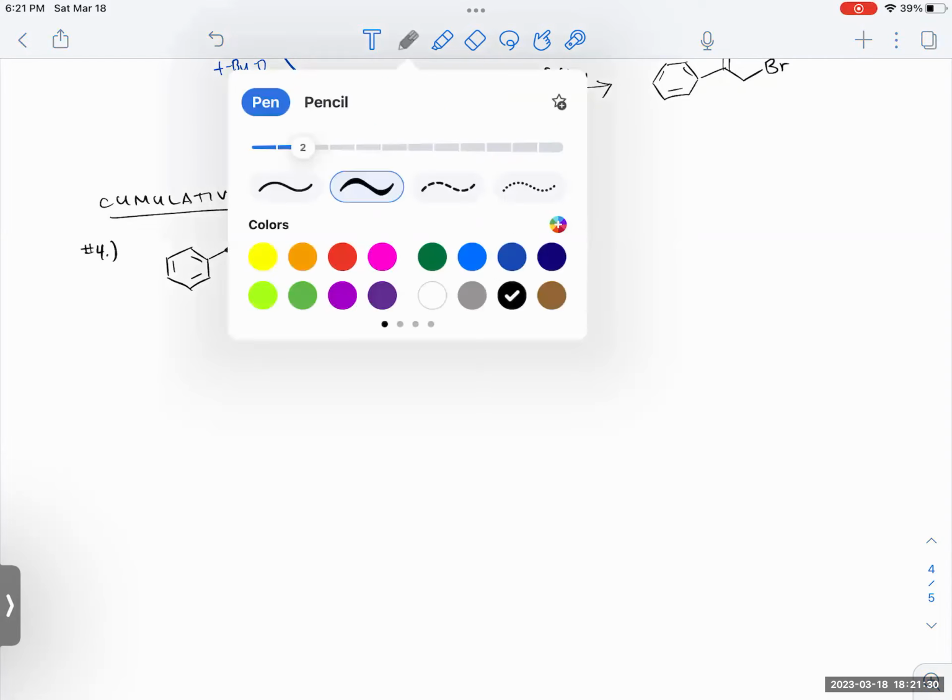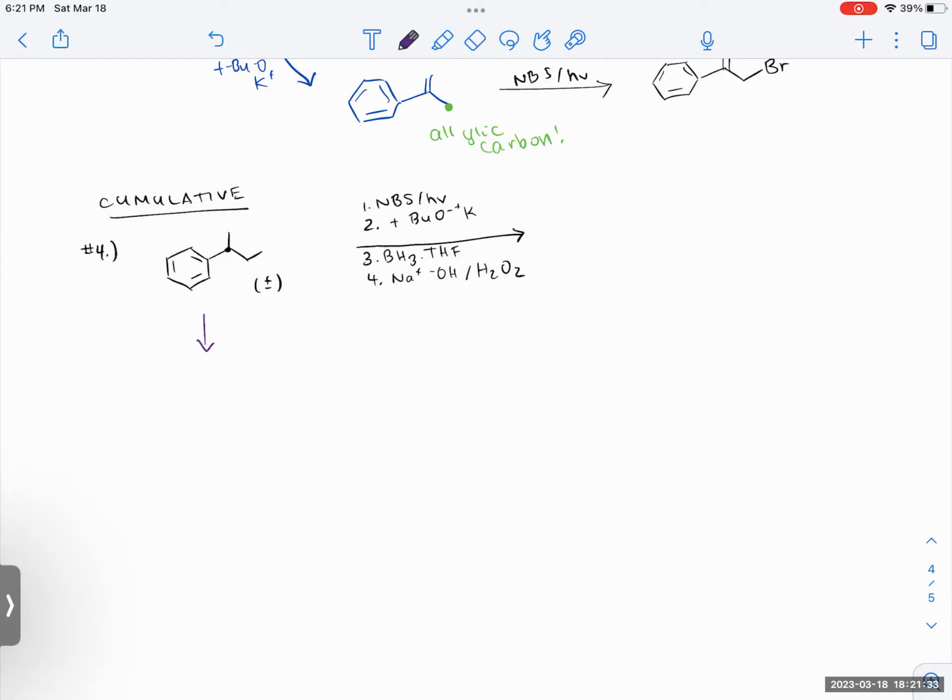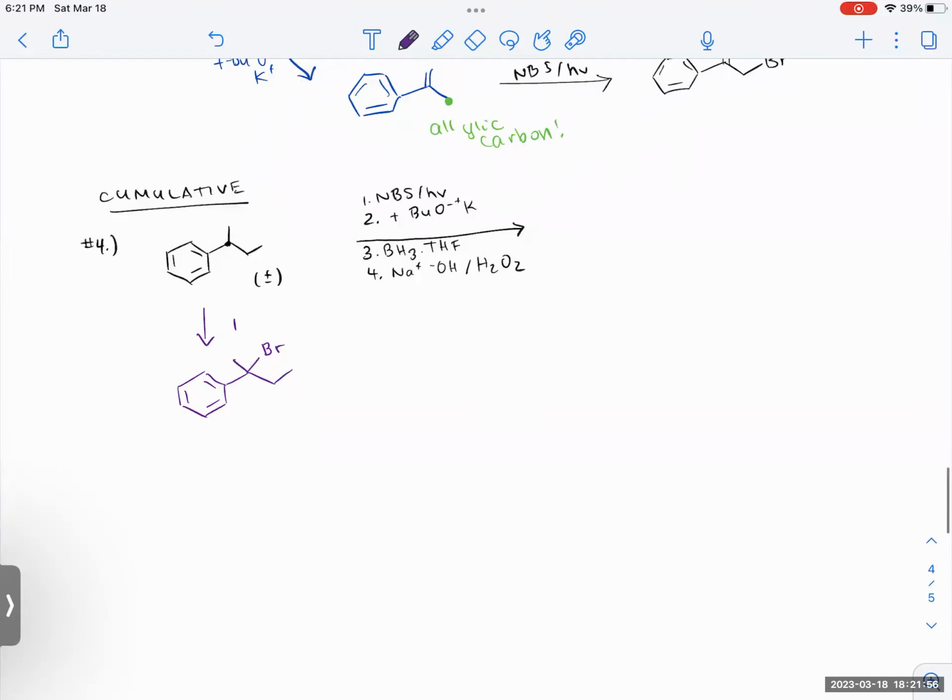So first thing is NBS and light. So step 1. Where is our bromine going to end up? On the allylic carbon. Yes. That's going to be right there. And we still have to use that plus minus designation here because we still have a chiral center, and it's still equal parts of either enantiomer because the bromine doesn't add specifically.